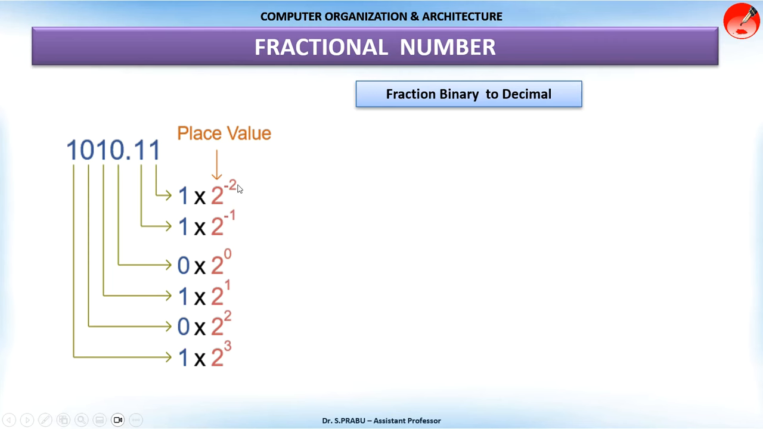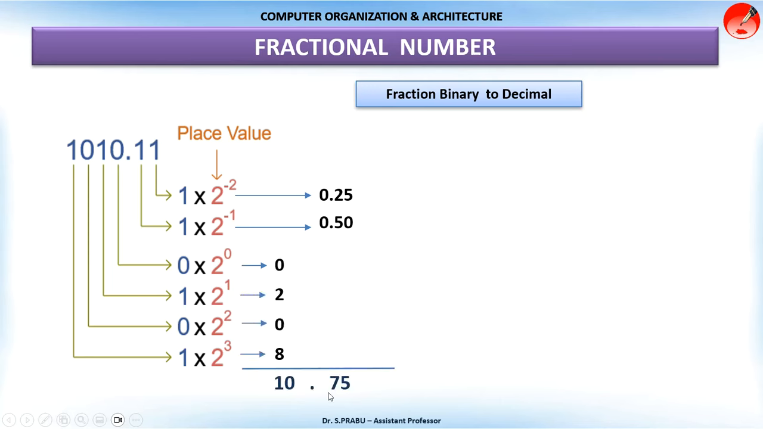2 power of minus 2 is nothing but 1 by 4, that is equivalent to 0.25. 2 power of minus 1 is nothing but 1 by 2, that is 0.50. We already know how to calculate this value. Add these values separately and then write like this. So instead of a binary number, an octal or hexadecimal number can also be given as a fractional value. In that case, you use the corresponding base value, follow the same method, and get the answer.